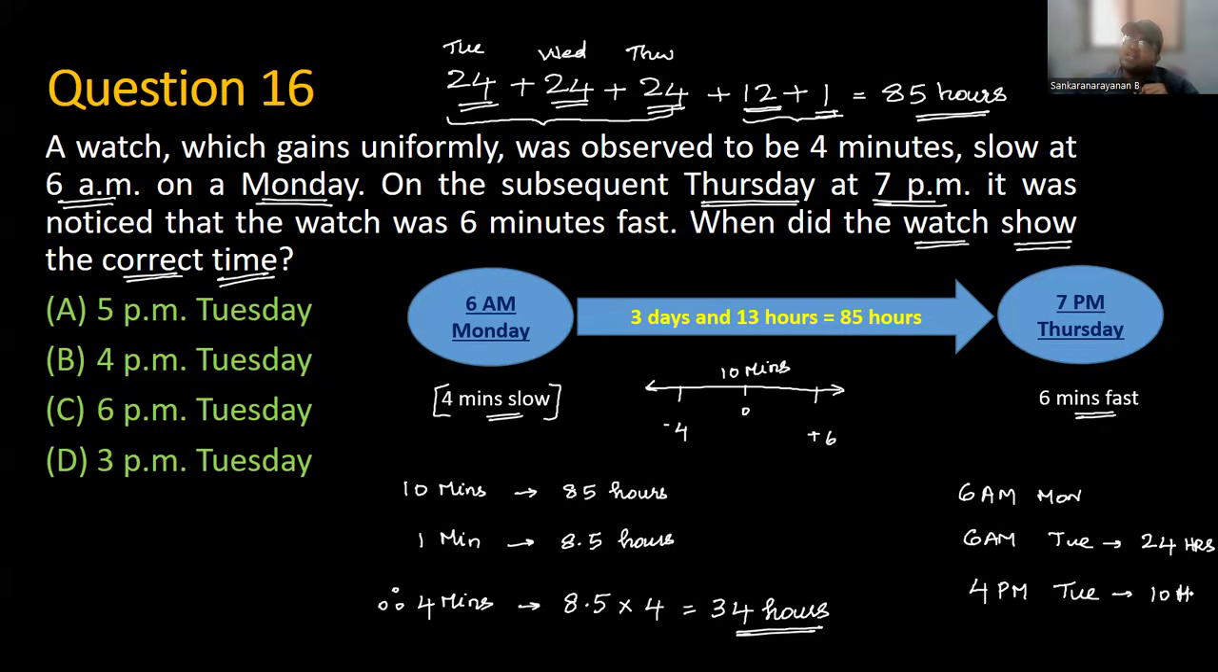So we can see that in this scenario, from 6 a.m. Monday up to 4 p.m. Tuesday, when I am considering 24 plus 10, 34 hours altogether it will take. In that 34 hours, the clock would have gained 4 minutes span of time. So the clock would have shown the correct time at 4 p.m. Tuesday. Going by the options, you can see that option B reads 4 p.m. Tuesday. So for this question, my answer is going to be option B.